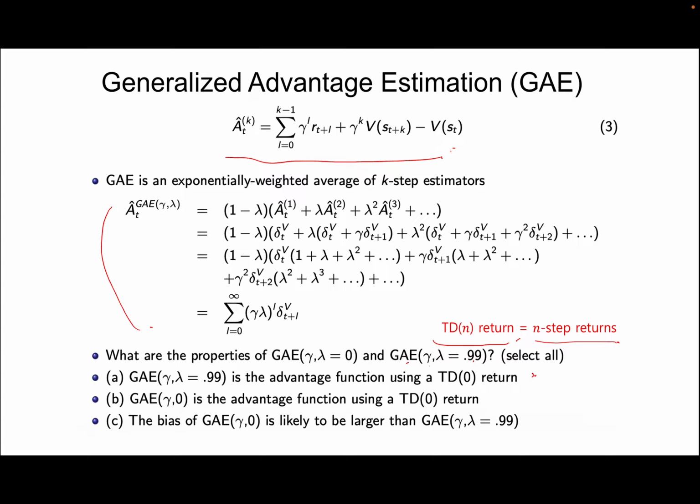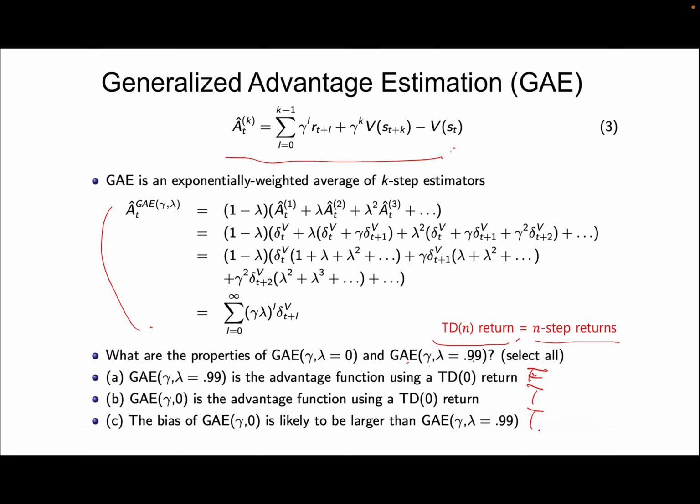How about this one, B? GAE gamma 0 is the advantage function using TD0 return. Is this true? Raise your hand if you think this is true. It's true? How about this one? C, the bias of GAE gamma 0 is likely to be larger than GAE gamma lambda equals to 0.99. Is this true? Raise your hand if this is true. So the majority of you think FTT.